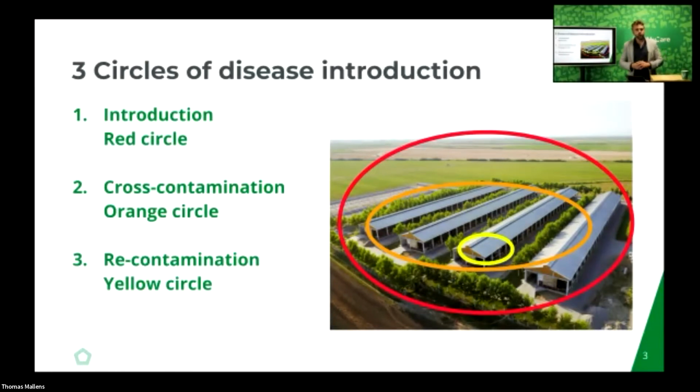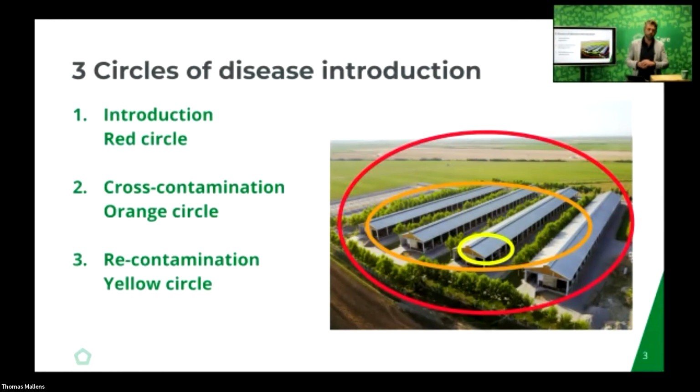Then the next circle in this red line is the possibility of cross-contamination. And of course, the best way to keep your animals on one farm is to have the same age constantly, by all in, all out. But we know it's not always possible. So we've got different ages on one farm. And then cross-contamination is far more important. So first of all, the red line: draw this line and look at the risks. And then the orange line: how do I prevent cross-contamination?